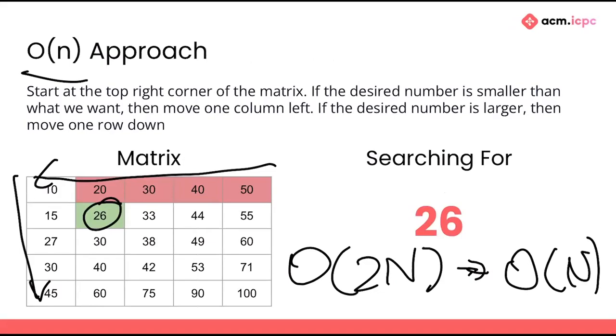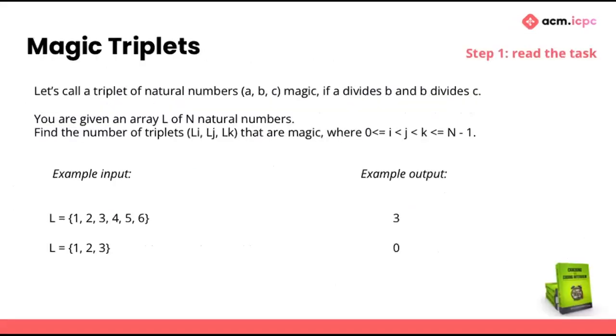Hello, everybody. So let's just step through this approach with another problem, magic triplets. So let's call a triplet of natural numbers, A, B, C magic, if A divides B and B divides C. So we are given an array L of natural numbers, and we are looking for triplets where A, B, C are elements of the array with sequential indices.